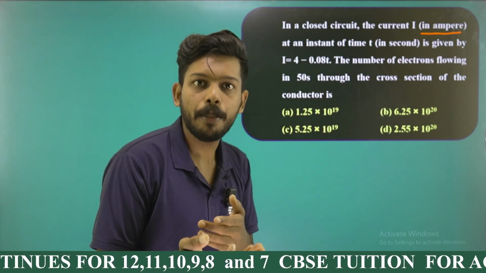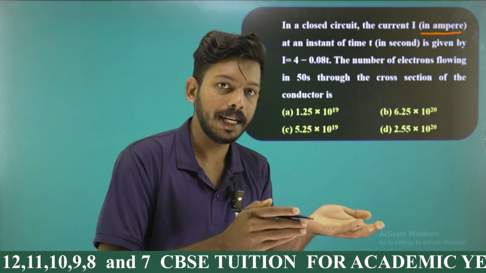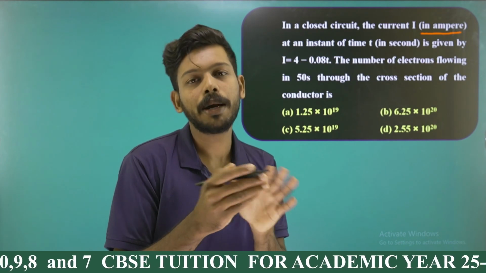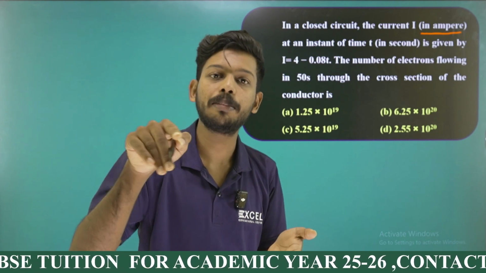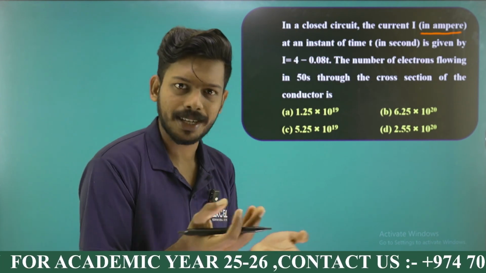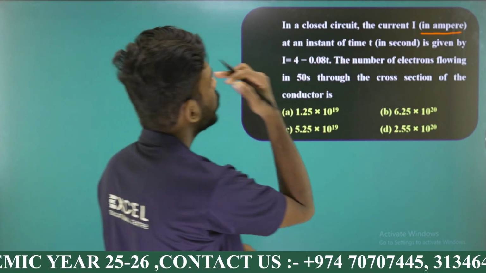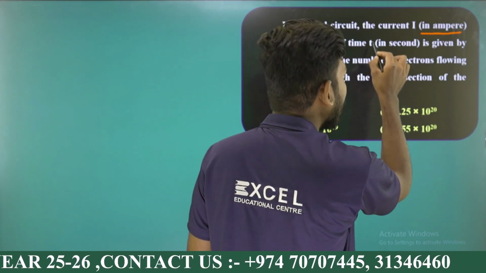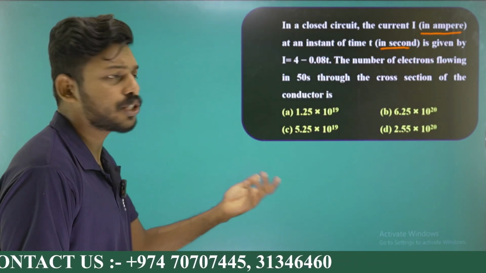If it is milliampere, then you have to convert into ampere. How will you convert a milli term into a full digit? By multiplying with 10 raised to minus 3. If it is a microampere, you have to multiply with 10 raised to minus 6. So it's very basic concepts. You have to consider the units at an instant time of t, and here the time t is given in seconds. So there is nothing to worry about.